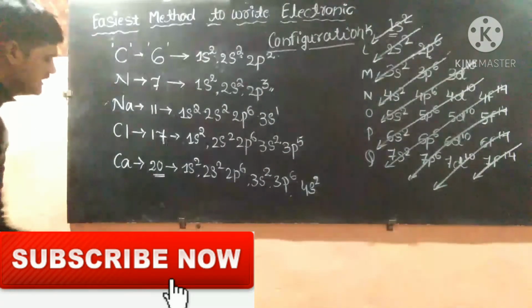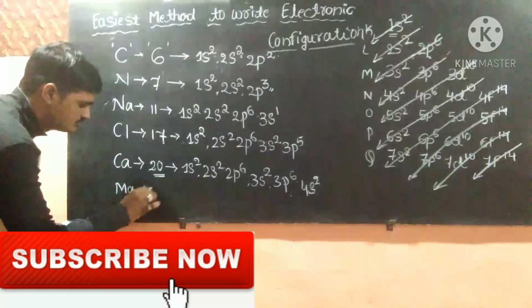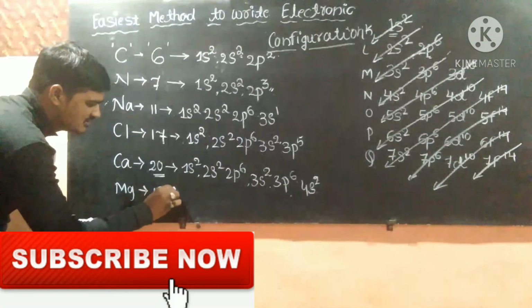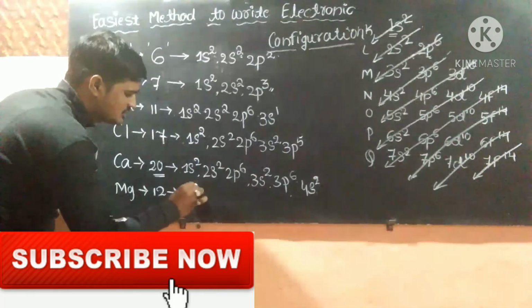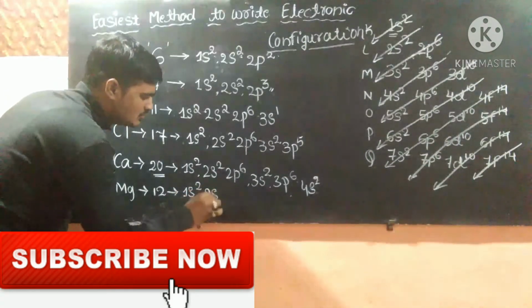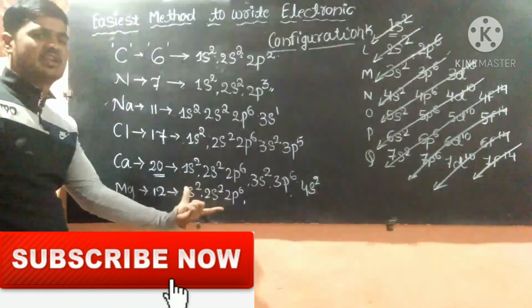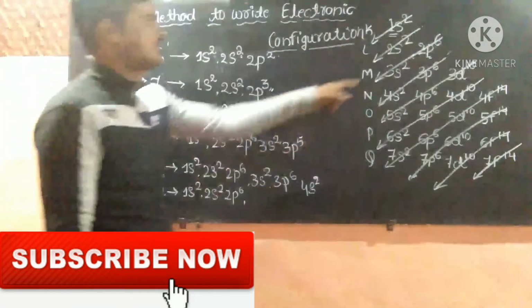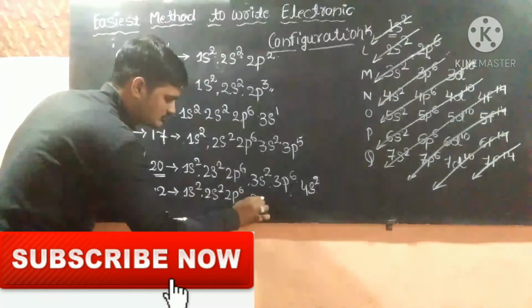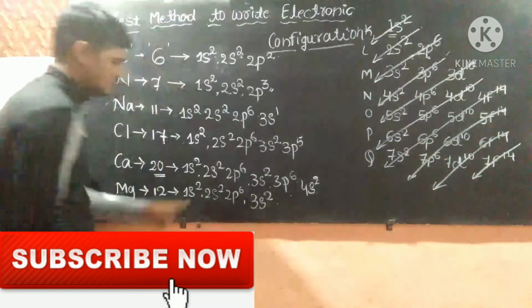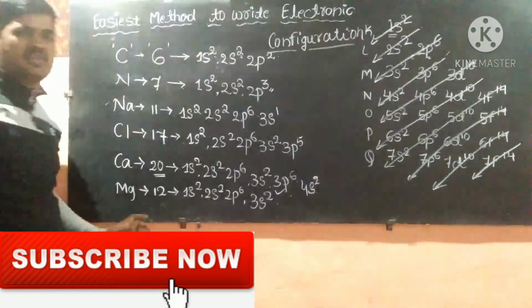In the same way, let me take another example, magnesium. The atomic number of magnesium is 12. 1s2, 2s2, 2p6. Here we have already taken 10 electrons. After 2p6, the arrow mark comes to 3s2. So 12 electrons we have taken. This is the electronic configuration for magnesium.